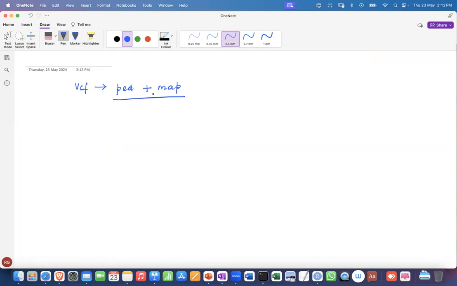The size of the PED and map files is quite huge. So these PED and map files are further converted into binary format, and they are called BED, BIM, and FAM files. BED, BIM, and FAM. Now, what are these BED, BIM, and FAM? We'll just go back to the previous one.